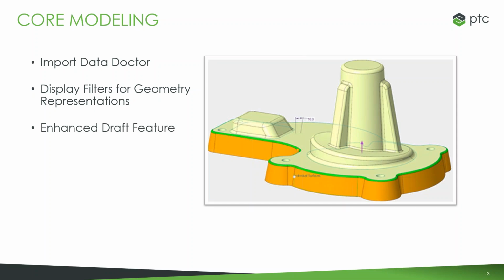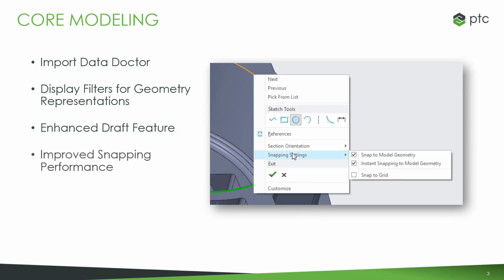On top of that, we have improvements and enhancements around the draft feature. This is something we've been working on with the past couple of releases of Creo. What we've included here is things like drafting already drafted features. We also have the ability to detect existing draft angles right in the model, so it makes it very easy to work with and modify later on. Definitely an important feature if that's something you work with pretty often.